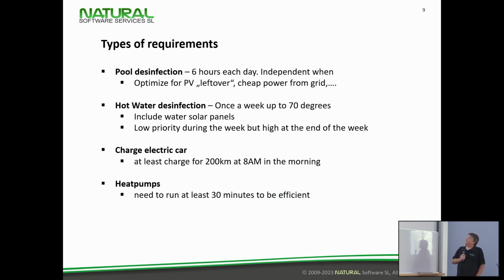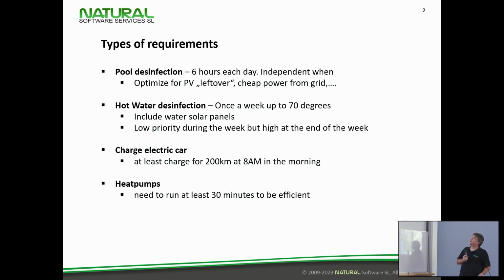So what do we have as requirements? Things like pool disinfection. Pool disinfection has to be running every day for 6 hours. And it doesn't matter when during the day, it just has to run those 6 hours. So you can optimize for any leftover power, for example, from the photovoltaic system.